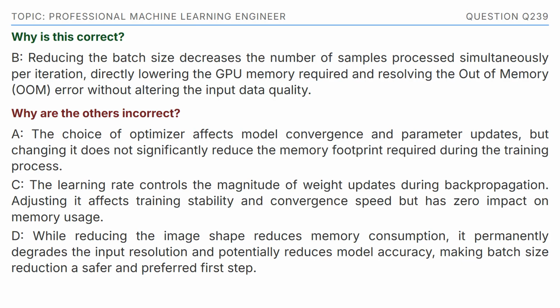Why are the others incorrect? A. The choice of optimizer affects model convergence and parameter updates, but changing it does not significantly reduce the memory footprint required during the training process. C. The learning rate controls the magnitude of weight updates during backpropagation. Adjusting it affects training stability and convergence speed but has zero impact on memory usage. D. While reducing the image shape reduces memory consumption, it permanently degrades the input resolution and potentially reduces model accuracy, making batch size reduction a safer and preferred first step.